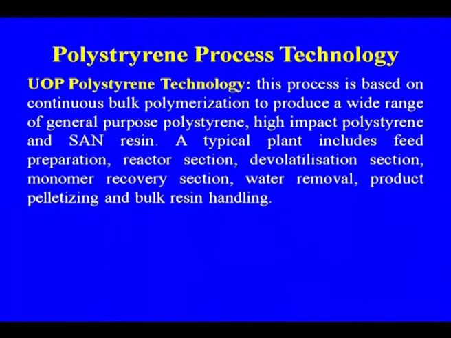This is the polystyrene process technology by UOP. This process is based on continuous bulk polymerization to produce a wide range of general purpose polystyrene, because we have different grades: the general purpose polystyrene, the high impact polystyrene, and the expandable also, but here we are making these two types, the general purpose and the high impact polystyrene and styrene resin. A typical plant includes feed preparation, a reactor section, devolatilization section, monomer recovery section, water removal, product pelletizing and bulk resin handling.